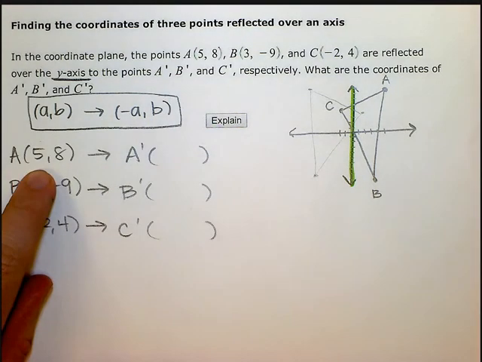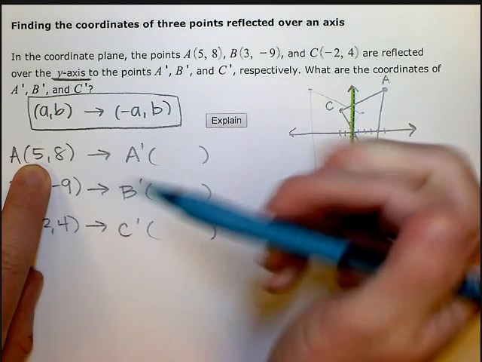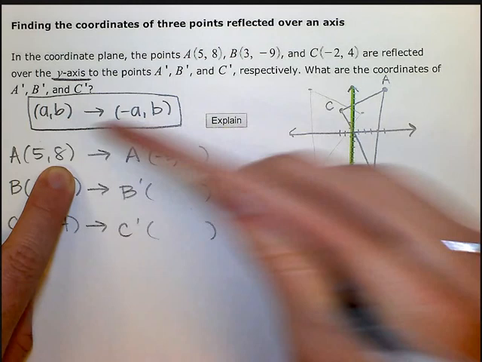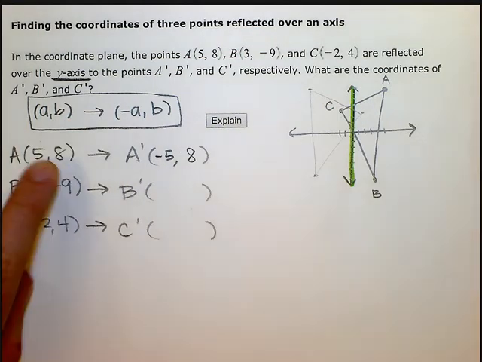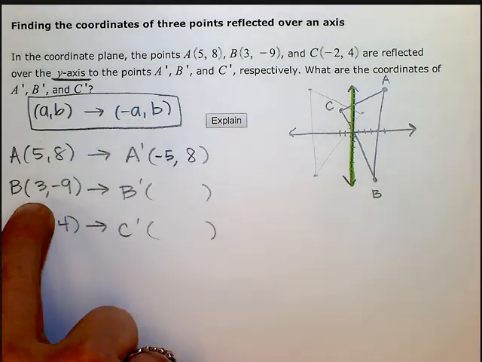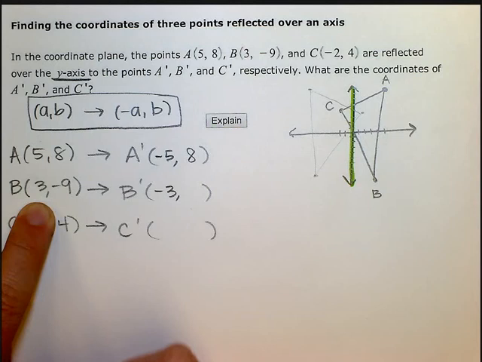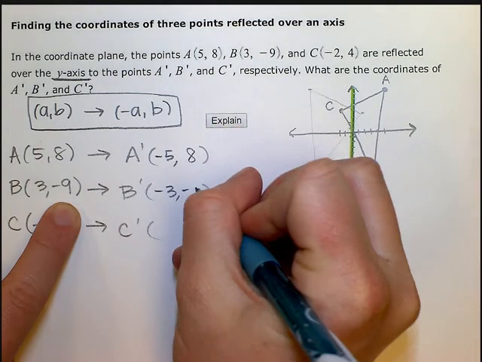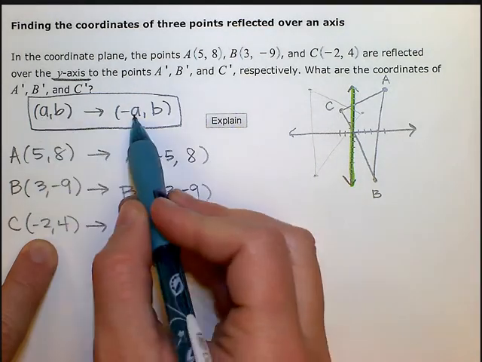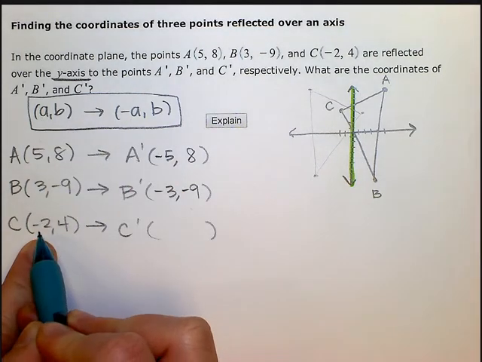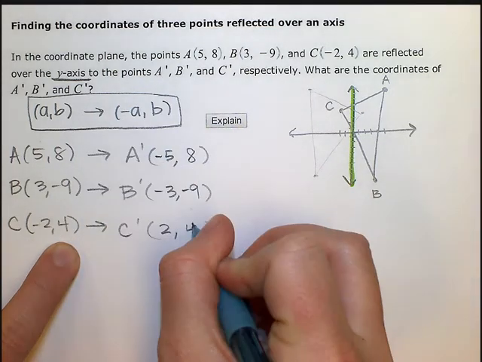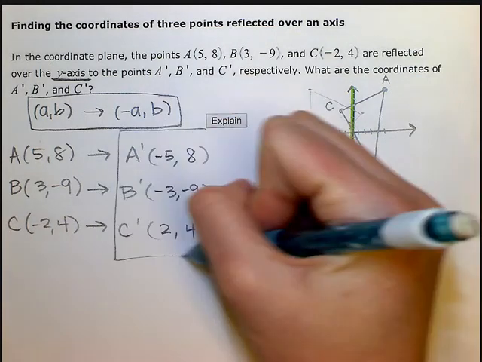Again, the a stays in position, but it becomes negative. So it's going to be (-5, 8), and the b stays the same. My next point, the a becomes negative, so instead of +3, I'm going to have -3, and my b stays exactly how it is, so I get -9. Here, the a becomes negative, so I'm going to have +2, since -2 becomes 2, and my 4 is going to stay the same. So these will be the coordinates of my new points.